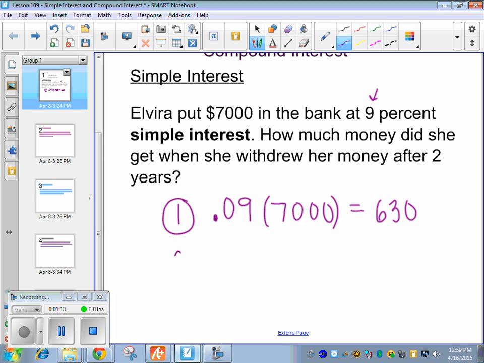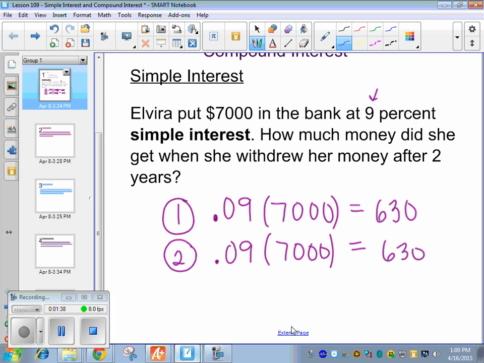Now on the second year, when you're doing simple interest, you do the same thing. We're going to do 9% again of our initial investment, which is the $7,000. And that's another $630. So anytime you're doing simple interest, you're taking the same percent of always what you first put in the bank, always the $7,000.